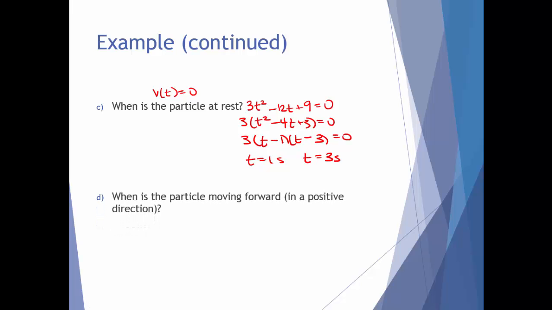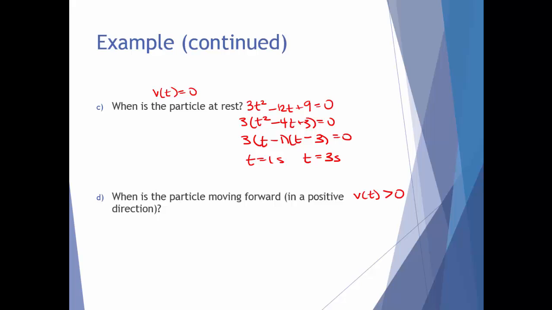So the next question asks us, when is this particle moving forward? And by forward, we mean in a positive direction. Remember, if your velocity is positive, it's considered to be moving in a forward direction. And if it's negative, it's considered to be moving in a backward direction. So what this question is actually asking us is, when is v of t greater than 0? And that's strictly greater than, because if it were equal to 0, it wouldn't be moving.